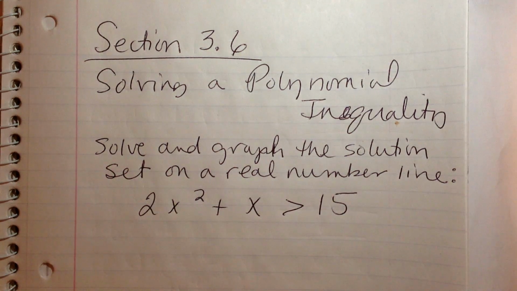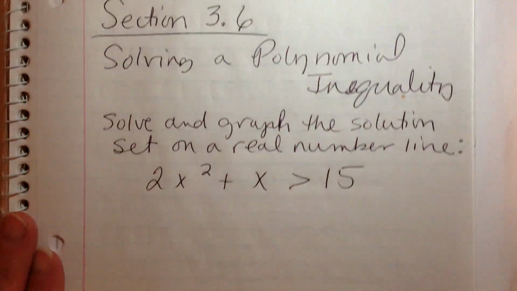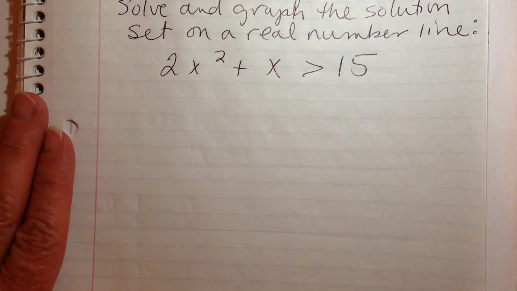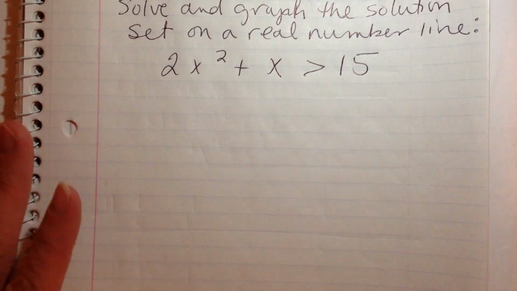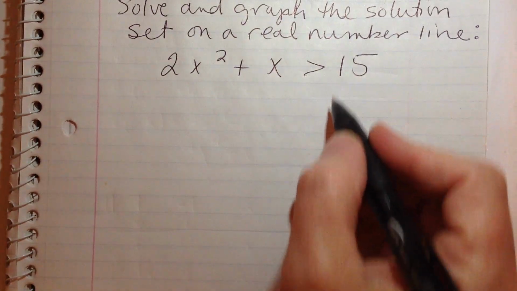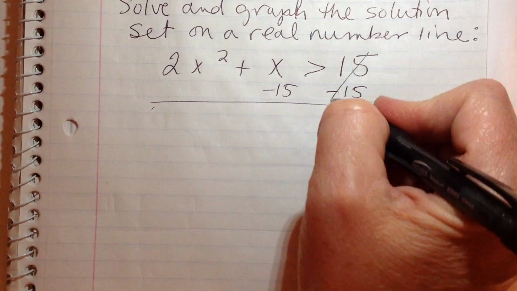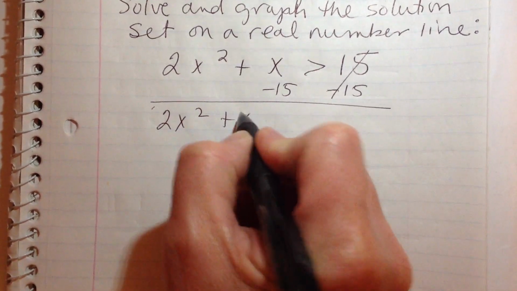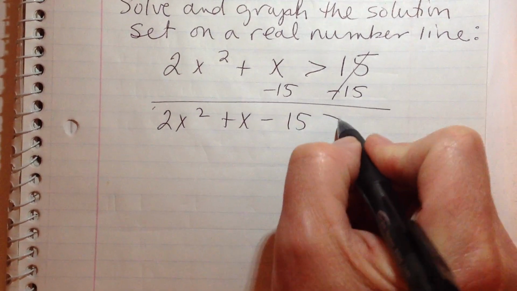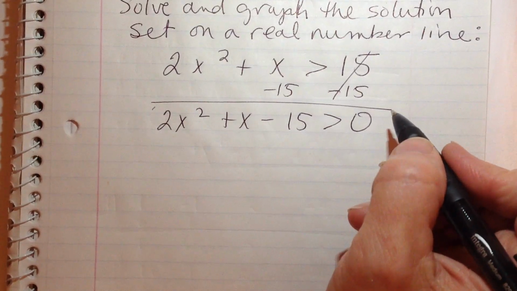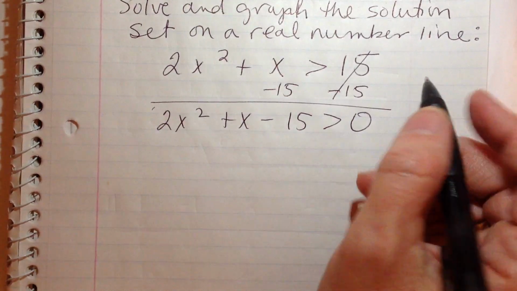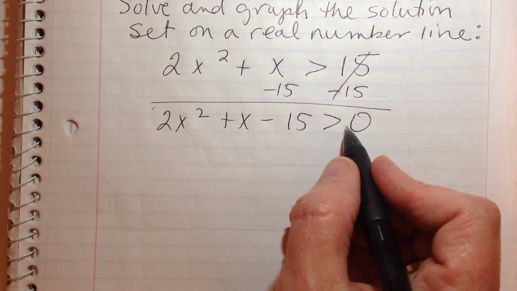In section 3.6, we will be solving polynomial inequalities. We are to solve and graph the solution set on a real number line of 2x squared plus x greater than 15. The first thing I'm going to need to do is subtract 15 from both sides. I have 2x squared plus x minus 15 greater than 0. Now, once you get it set equal to 0, we will solve this inequality.